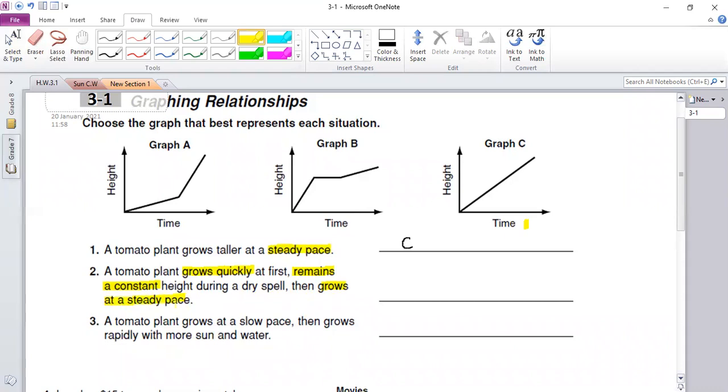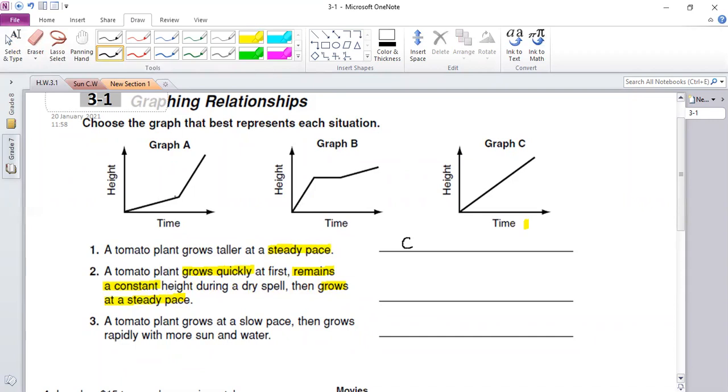So there are three things to be seen in this graph. First, it's growing quickly, then it remains constant, it remains the same, and then it's growing at a steady pace again. So which graph do you think? Graph A or graph B, which is showing this? It's a growth quickly. Can I say this line is a quick growth?